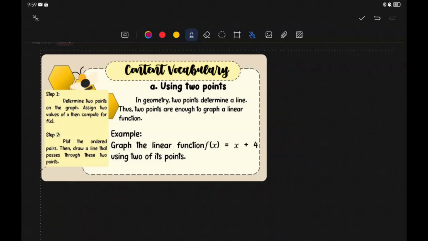Now let's graph f of x is equal to x plus 4 using 2 points. Now, in determining 2 points on the graph, we are going to assign values of x, then compute for f of x. Now, you can assign any values, but I want us to consider the values negative 4 and 3 as the values of x. So this is step 1.